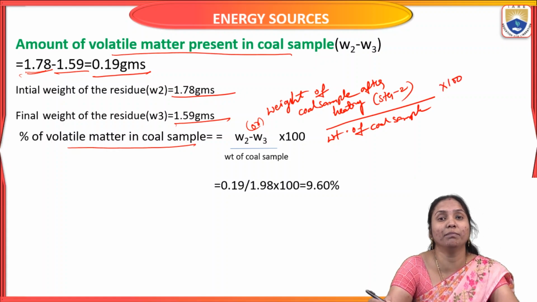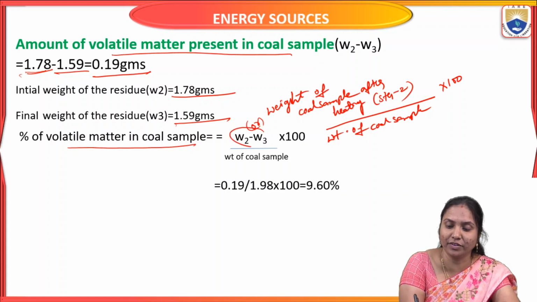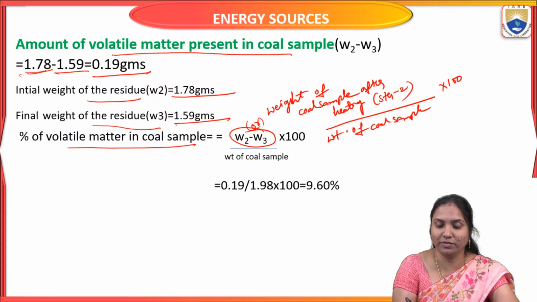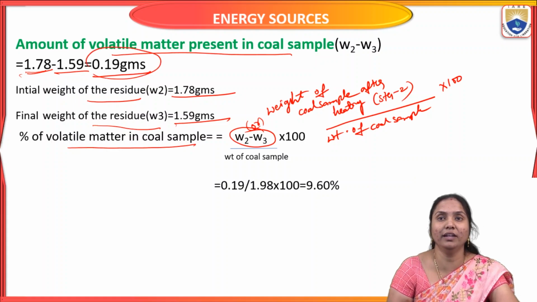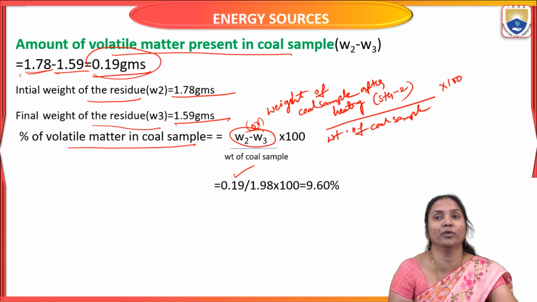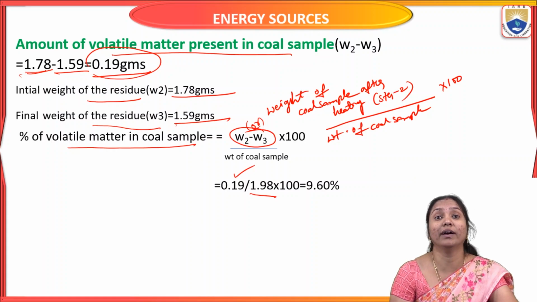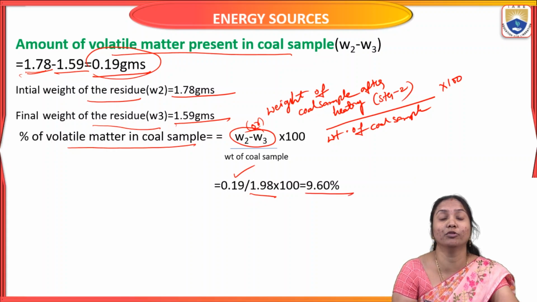So you take the difference between W2 minus W3. That means the initial weight of the residue is W2 and the final weight of the residue is W3. That value is finally 0.19 grams. So we can substitute 0.19 by the weight of the coal sample, where we started with 1.98, into 100. Finally we get the percentage of volatile matter present in this coal sample as 9.60 percent.